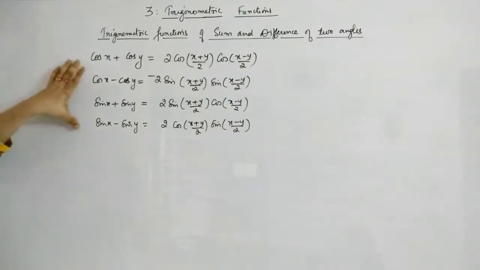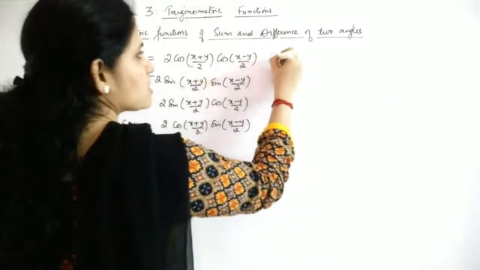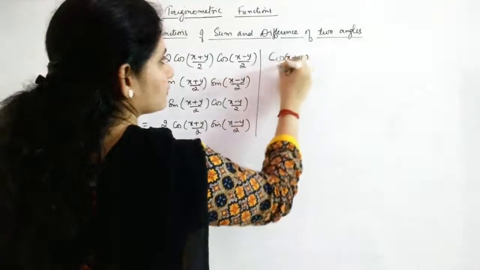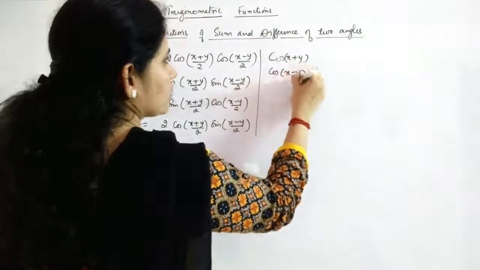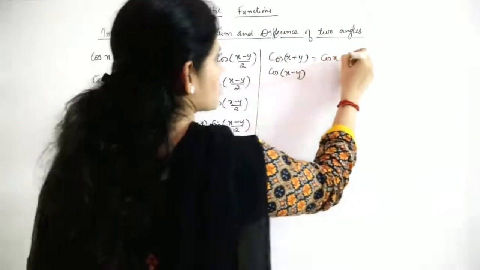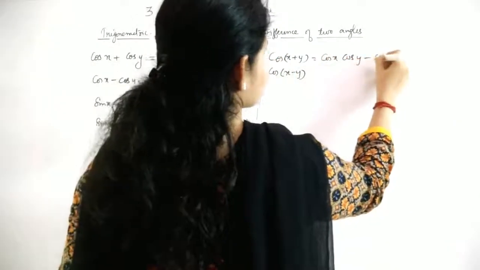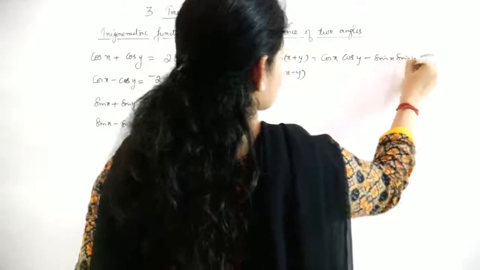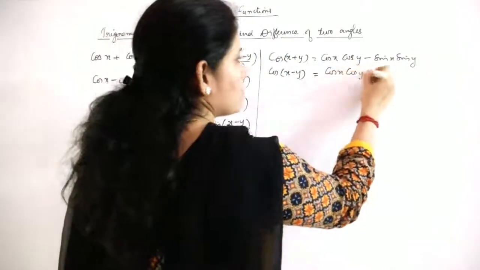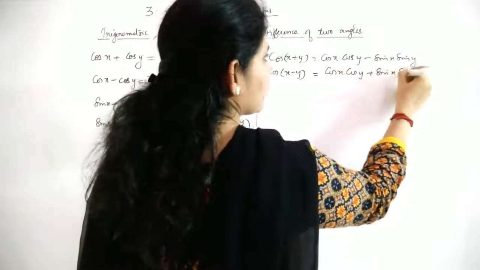Now we have to derive these formulae. For that, first we will start with cos of x plus y and cos of x minus y. What is the expansion of cos of x plus y? It is cos x cos y minus sin x sin y, right? And for cos of x minus y, you have cos x cos y plus sin x sin y.